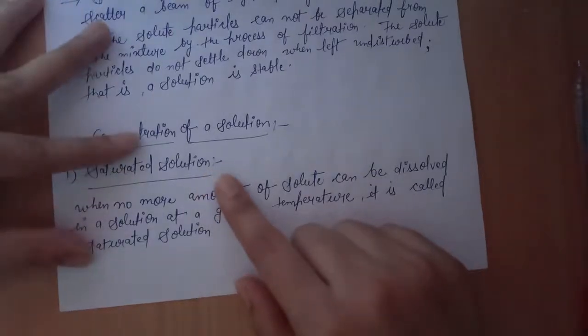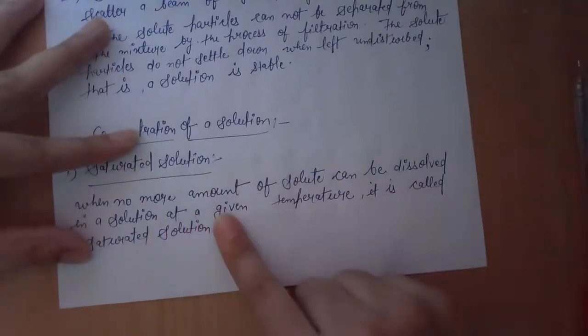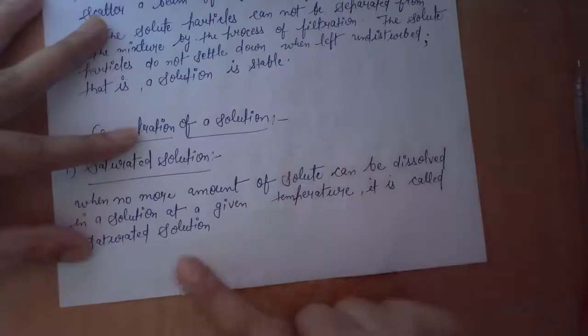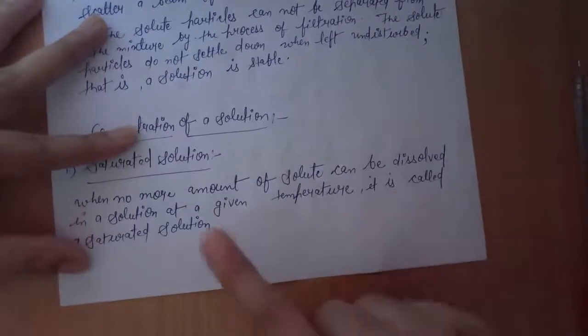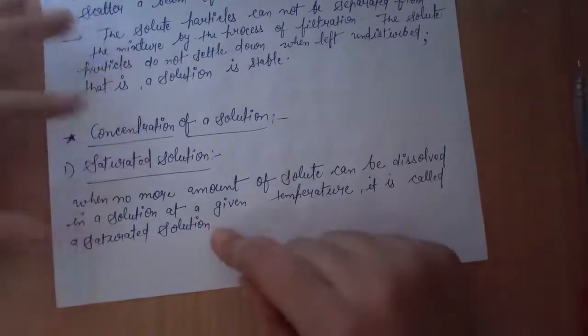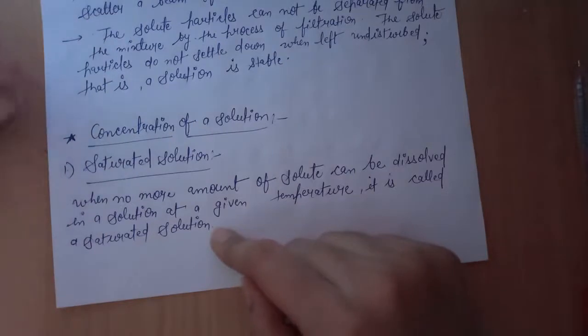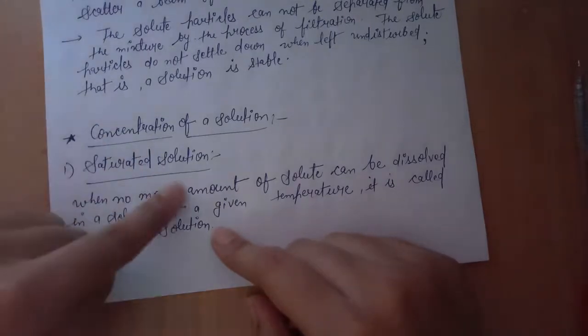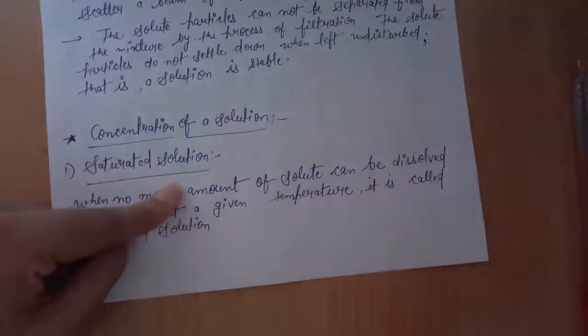So what is a saturated solution? When no more solute can be dissolved in a solution at a given temperature, it is called a saturated solution. If we take a particular amount of water and start to add sugar in it, then one condition is reached at which we will not be able to add more sugar in the water. That condition of the solution we call a saturated solution.